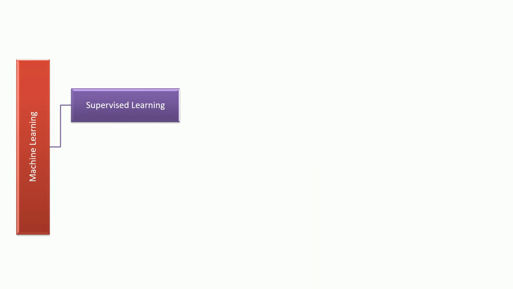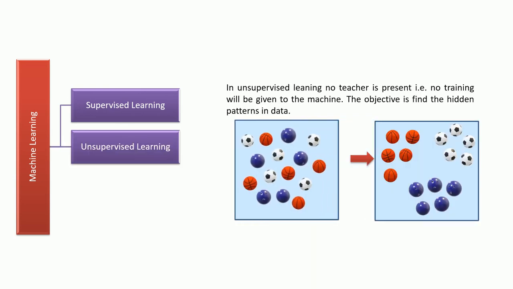Then another field is unsupervised learning, where no teacher is present. It means we do not have labels or outputs corresponding to the data. So what a machine can do is to cluster the data based on its properties, right? There is no training given to the machine. The objective is to find the hidden patterns in the data.